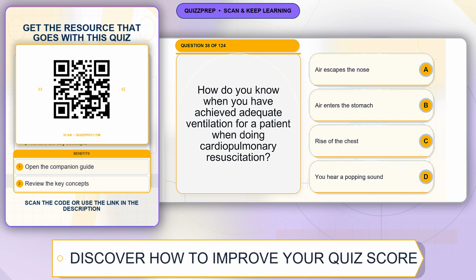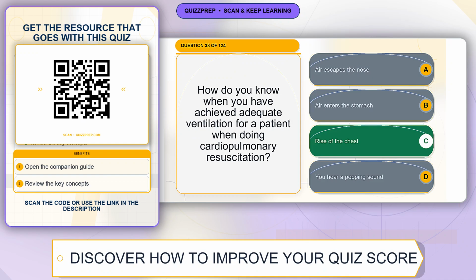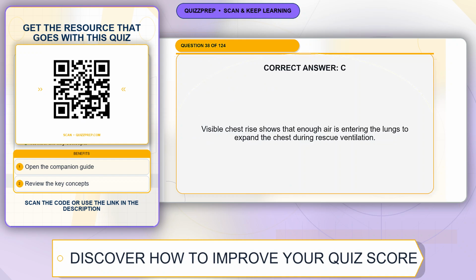Question 38. How do you know when you have achieved adequate ventilation for a patient when doing cardiopulmonary resuscitation? Option A, air escapes the nose. Option B, air enters the stomach. Option C, rise of the chest. Option D, you hear a popping sound. The correct answer is option C, rise of the chest. Explanation. Visible chest rise shows that enough air is entering the lungs to expand the chest during rescue ventilation.